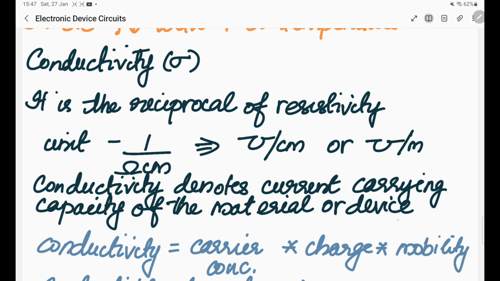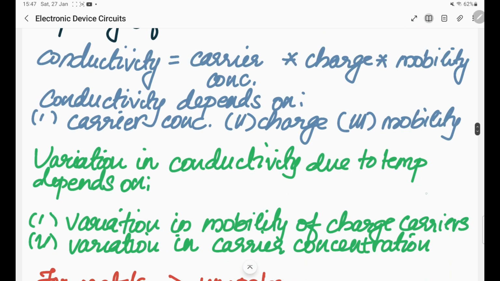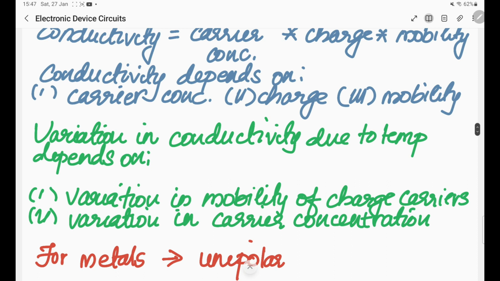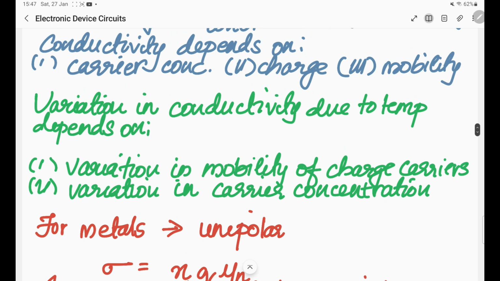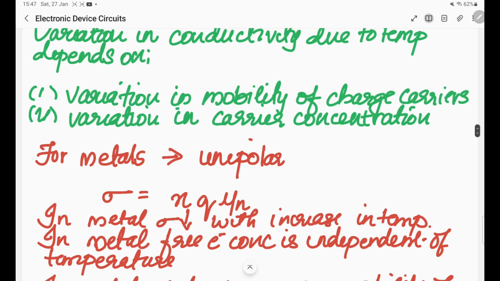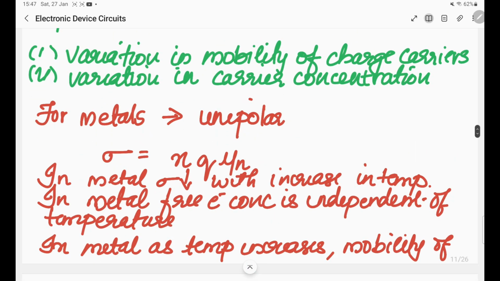or mho per meter. Conductivity depends on three factors: carrier concentration, charge, and mobility. Variation in conductivity due to temperature depends on variation in mobility of charge carriers and variation in carrier concentration. So for metals, it is unipolar. We said what are the factors? Carrier concentration, charge, and mobility. So conductivity sigma is dependent on carrier concentration N, carrier charge Q, and mobility mu N.